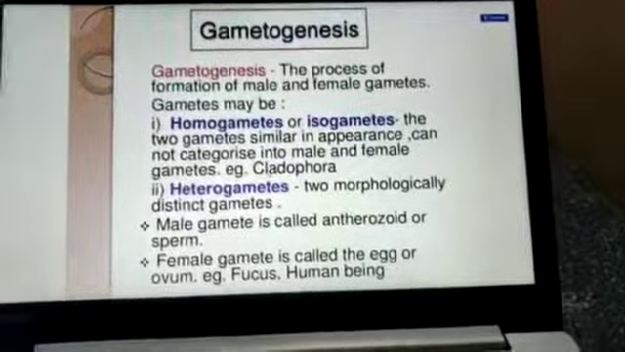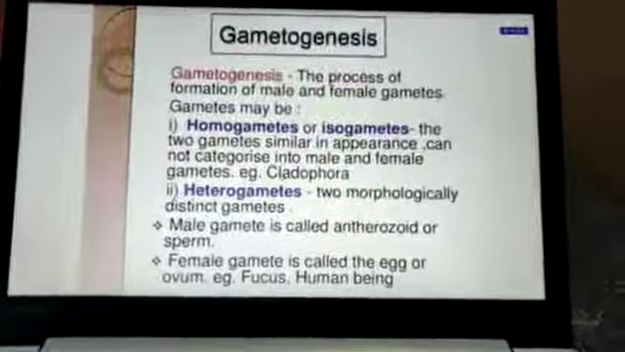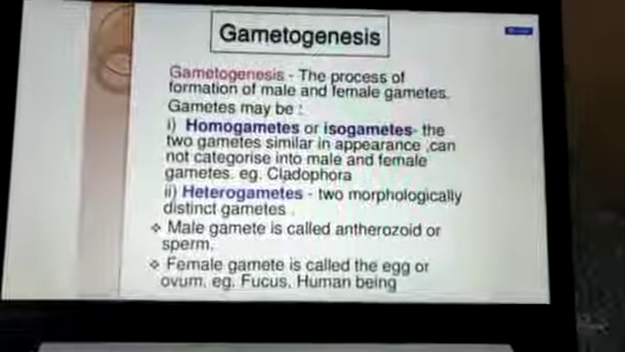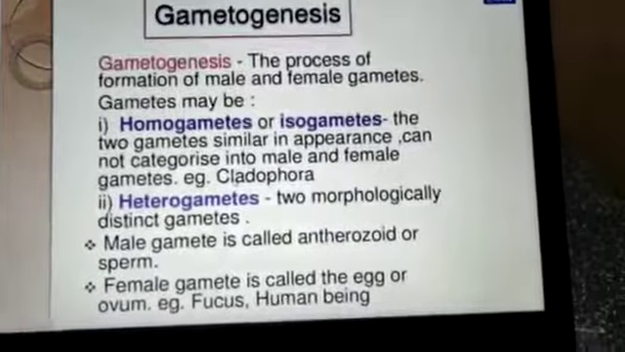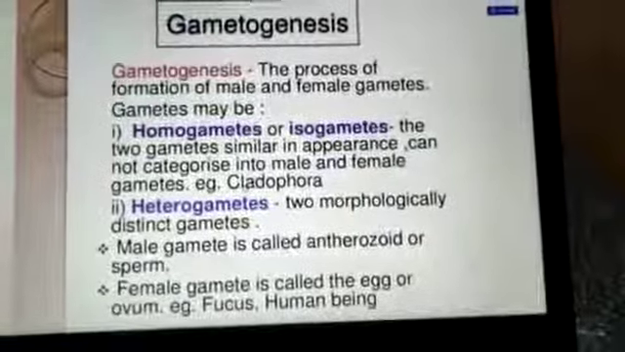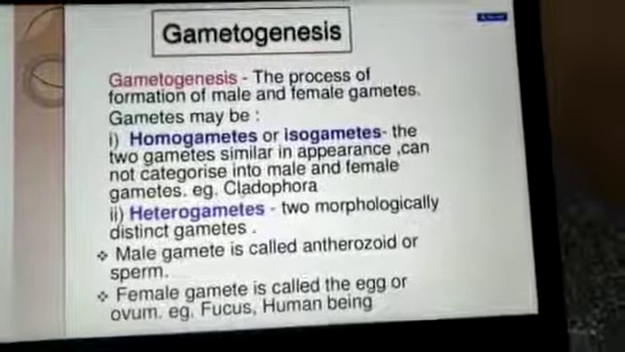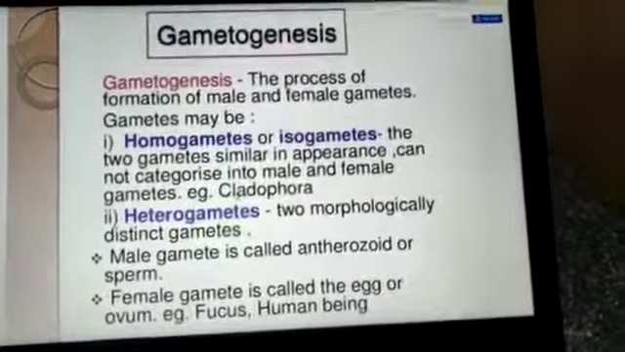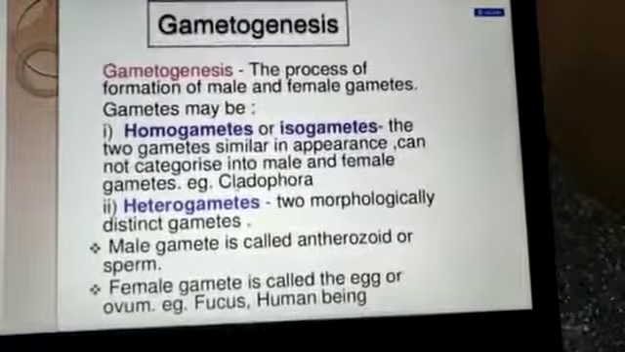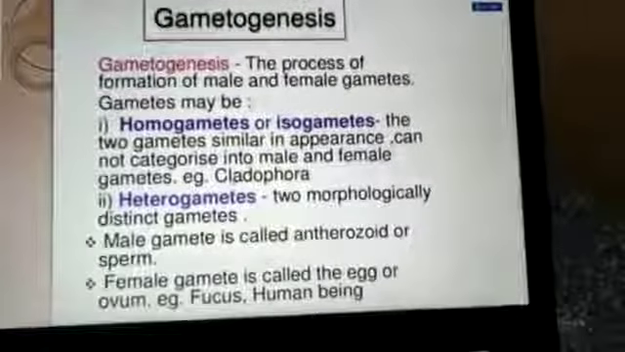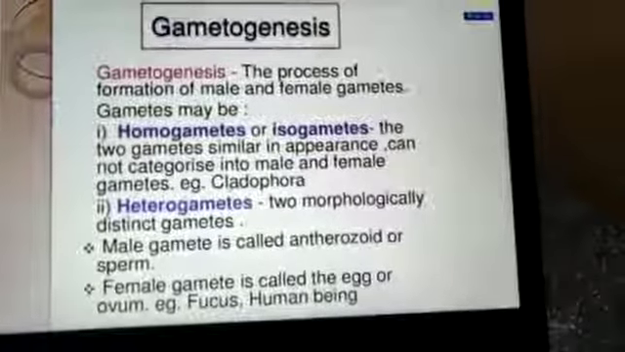There are two types of gametes: isogametes, that is homogametes, and heterogametes. You already know homo means similar. Two gametes similar in appearance cannot be categorized into male and female. So Cladophora is the example of homogametes, meaning two similar gametes fuse and they produce the body. Heterogametes means two different, morphologically different types of gametes fuse to form the body. Male gamete is called antherozoid or sperm, and female gametes are called egg, ova, for example Fucus and human being.